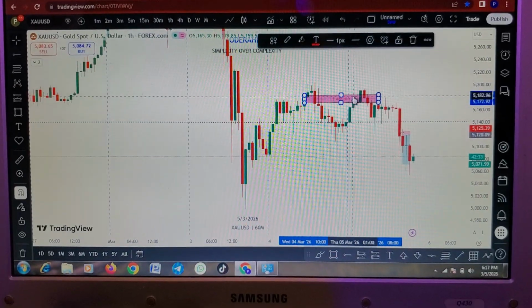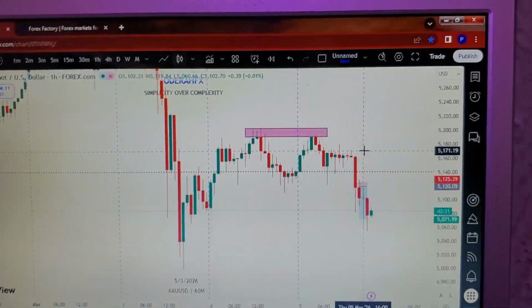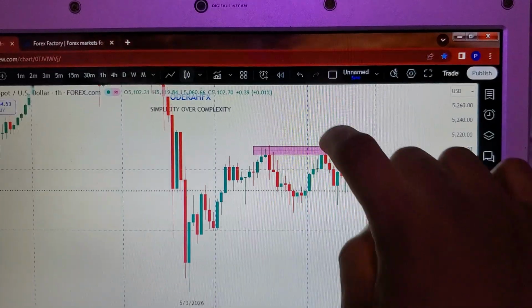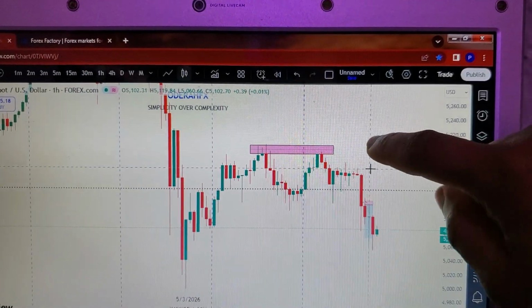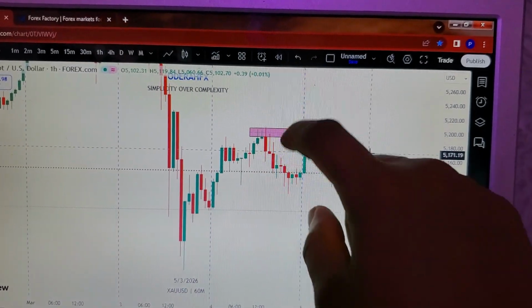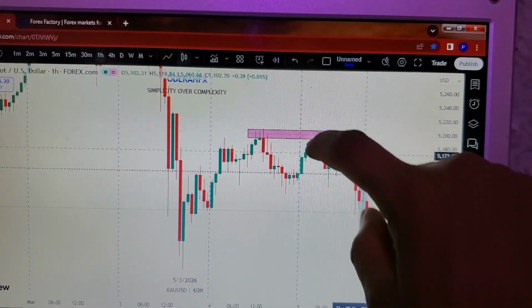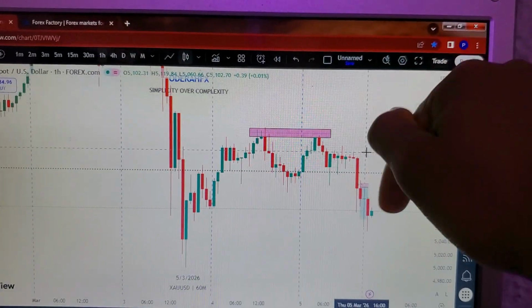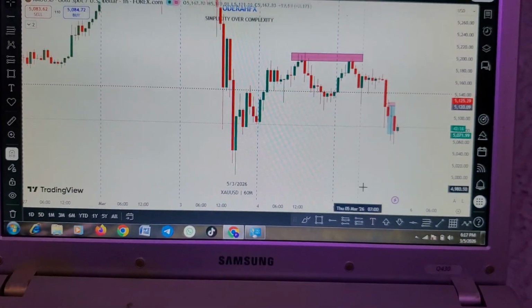This is pretty simple, guys. This is a double top formation on the 1-hour time frame. What does it showcase? A downward movement. So after the M pattern, we should be seeing a crazy sell. So that's it on the 1-hour time frame.